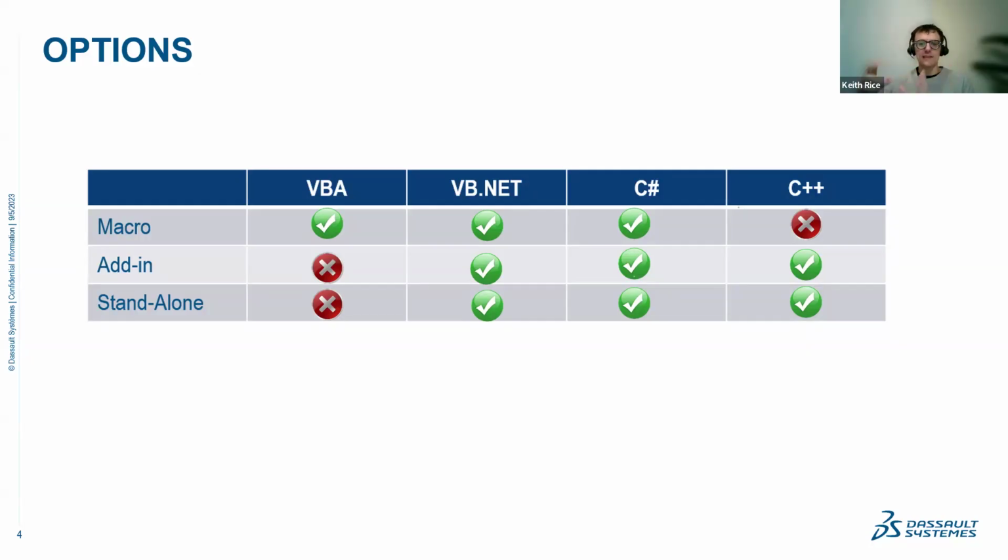A lot of these options might be technically possible, but for one reason or another, they're not feasible or not recommended. So we might even be at the point where I could just put something neutral for VB.NET and C Sharp under macro. It's technically possible, but not recommended. And C++, you can't write macros in at all.